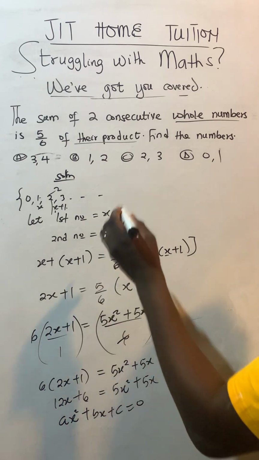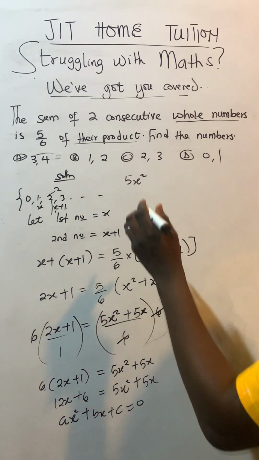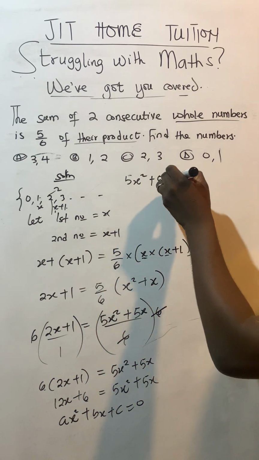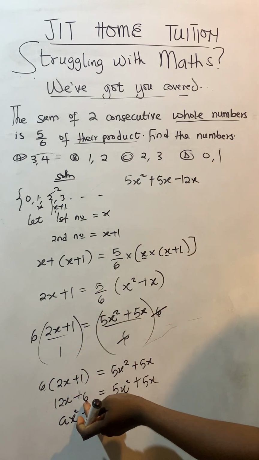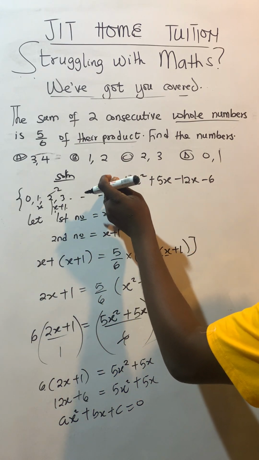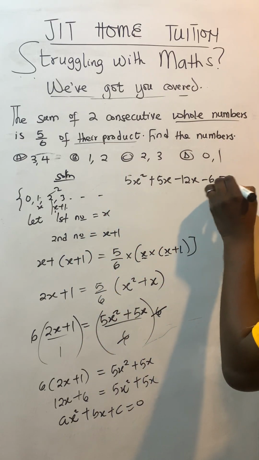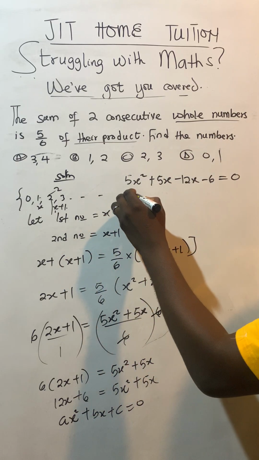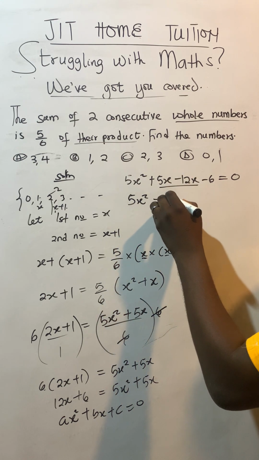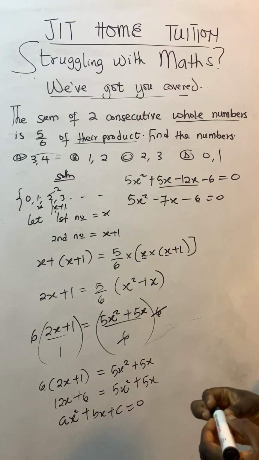Now you have 5x squared, then plus 5x here. You move this one to that side, giving you minus 12x. This one will come here, giving you minus 6. So ideally it should be 0 equal to the whole of this, however you can rewrite it as the whole of this equal to 0. So you simplify: you have 5x squared minus 7x minus 6 equal to 0.